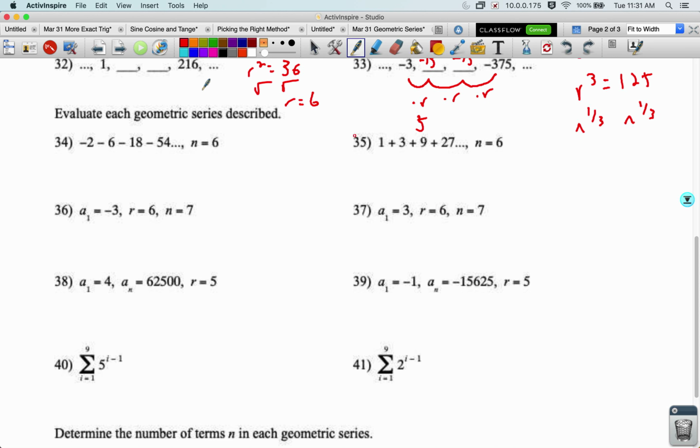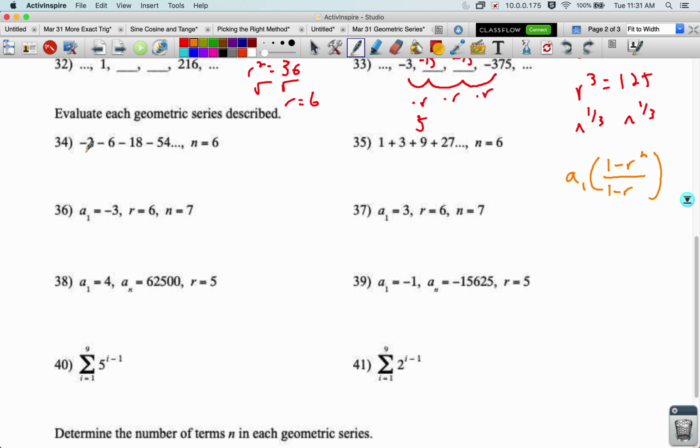Evaluating a geometric series. So we need that formula. This one's maybe worth writing down because it's hard to remember. I'll write it over here: a sub 1 times (1 minus r to the n) over (1 minus r). So we just need the first term, the common ratio, and the number of terms. In the first problem, it gives you the n, which is kind of nice.